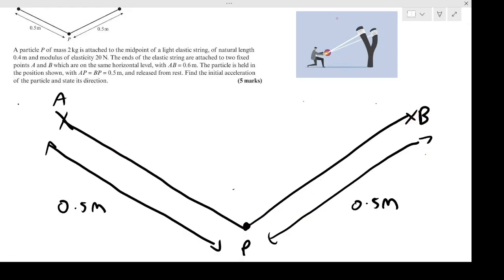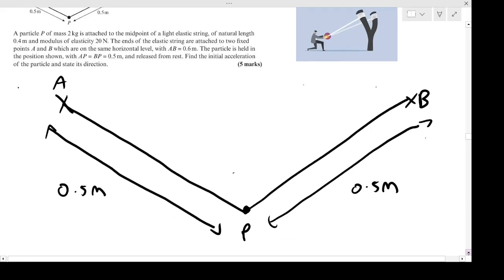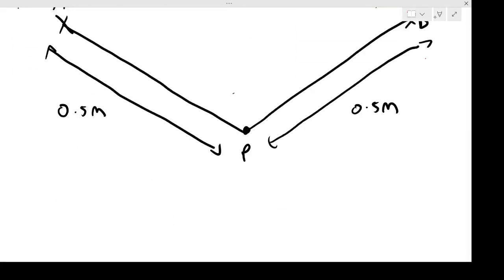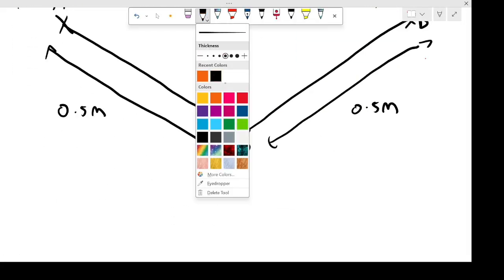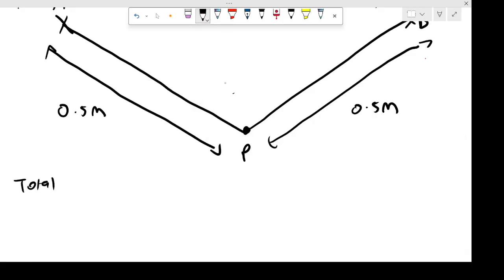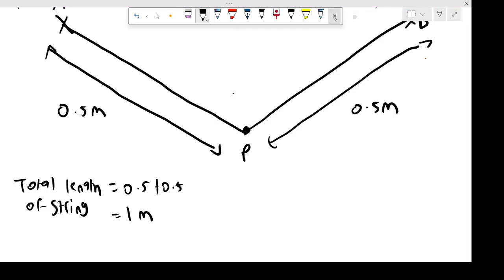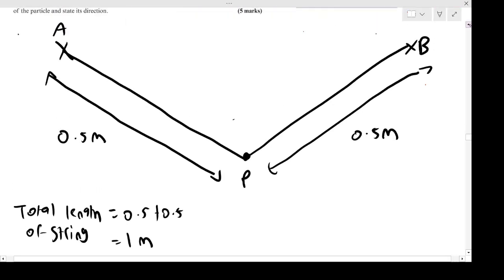Okay. So that means the total length of the whole string is going to be 0.5, add the other 0.5, to get me 1. And there we are. So hopefully that makes sense. So that's the situation, right?